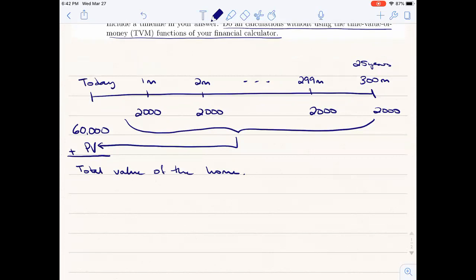If you just interpreted it as finding the present value, then that's fine. I'm flexible. On the test, I'll make sure that it's obvious. I'm going to ask you for the total value of the home, so that's why I'm showing it here.